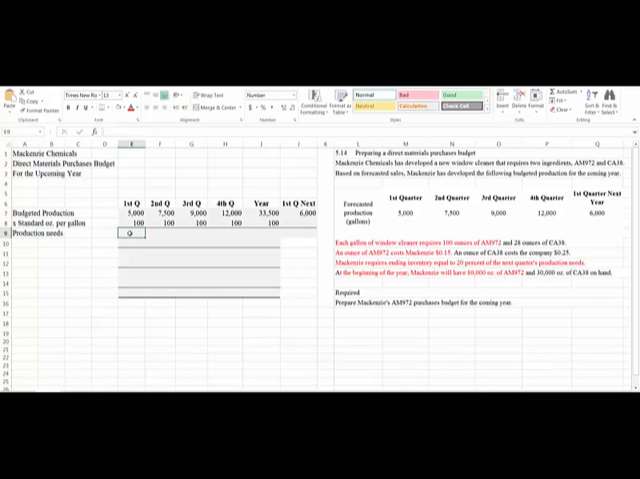All right, so this is going to be a multiplication. It's going to be the production times the number of ounces, and that's the same all the way across. Put this over here also because it works for next year as well. Okay, so now we have our production needs.